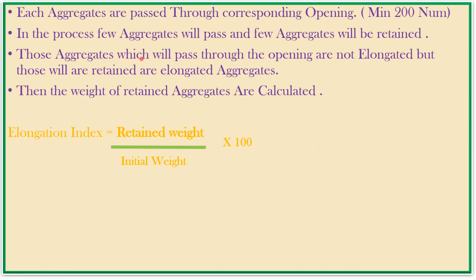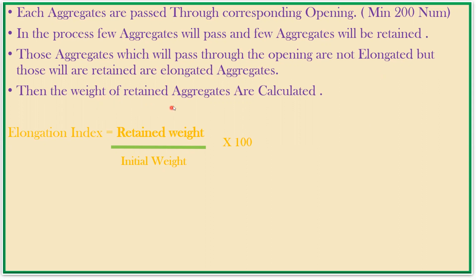Those aggregates which pass through the openings are not elongated, right? It's very simple. If the aggregates are passing through, that means they are not elongated. But those aggregates which are retained, that means which are not passing through that particular slot, we call that elongated. Whereas in the flakiness index, the one which was passing through was flaky, right? We were not concerned with which was retained. But in case of elongation index, the one which is not passing, which is retained, we need to consider that.